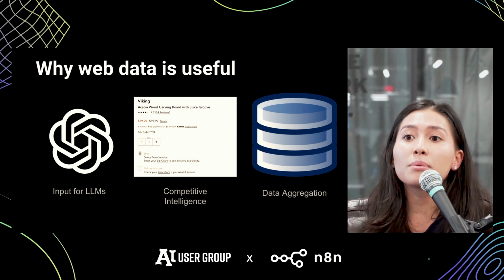Similarly, if you're building a customer support agent or a sales agent, companies will often crawl their customers' websites in order to build up a knowledge base so that the agent can answer questions specific to the customer's users. The second broad category is competitive intelligence.